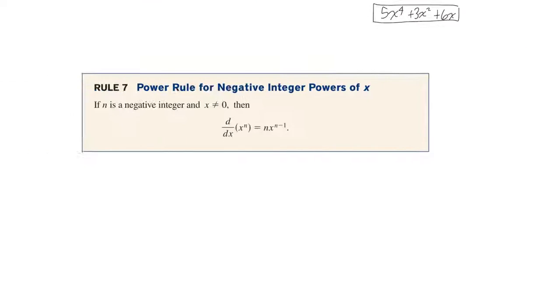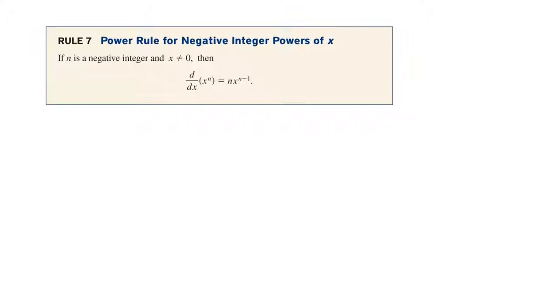So our last rule is the power rule for negative integer powers of x. So if n is a negative integer and x is not equal to 0, then the derivative of x to the n is equal to n times x to the n minus 1. This is going to look suspiciously similar to our just regular power rule when it's just positive powers of x.